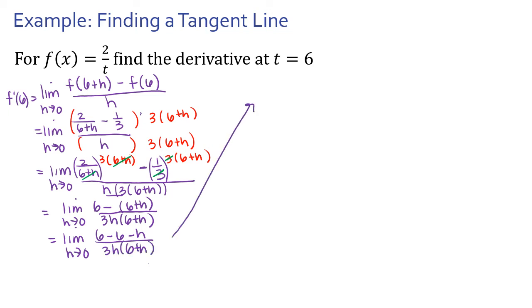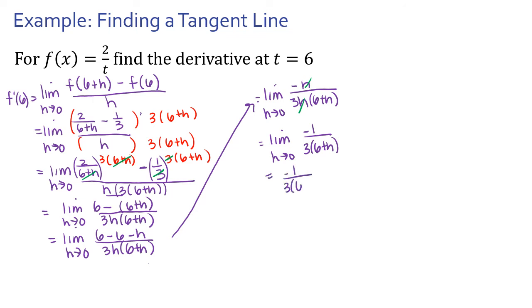Go over here, the limit as h approaches 0 of negative h over 3h times 6 plus h. So now these are going to cancel, and I'm left with the limit as h approaches 0 of negative 1 over 3 times 6 plus h. And now I can actually substitute 0 in for h. So I get negative 1 over 3 times 6 plus 0, which is going to give me negative 1 over 18.